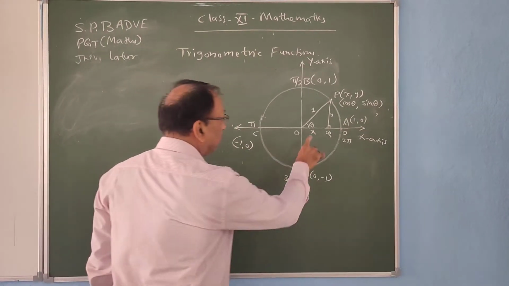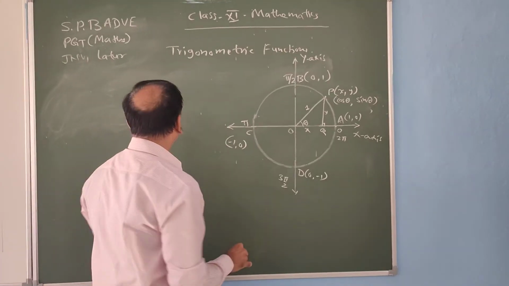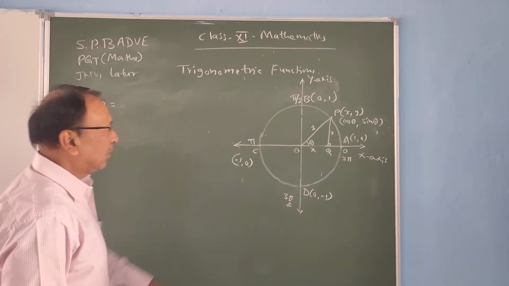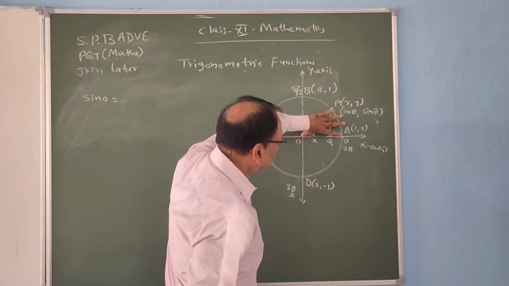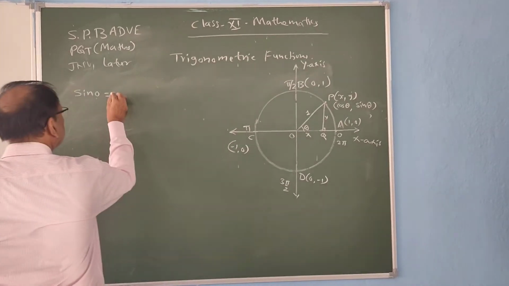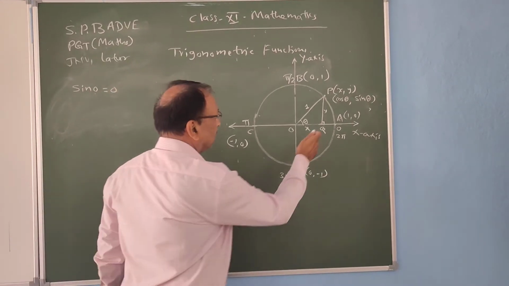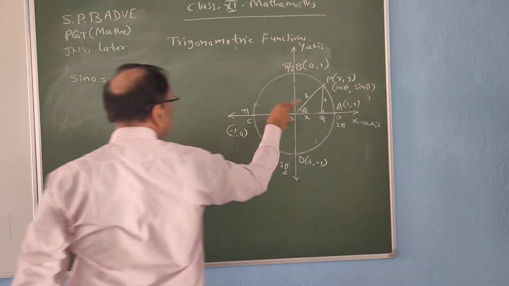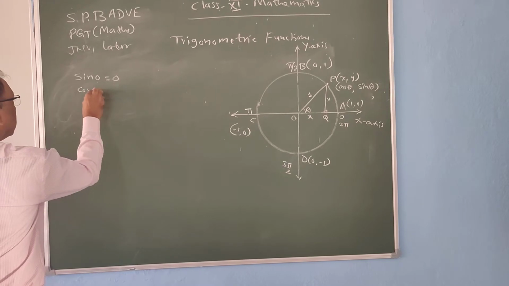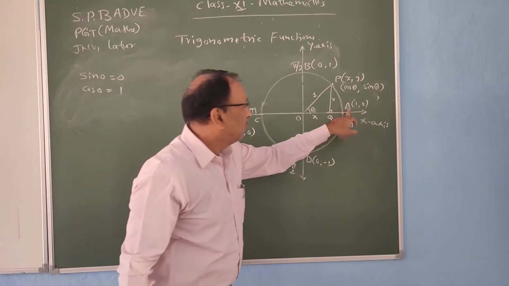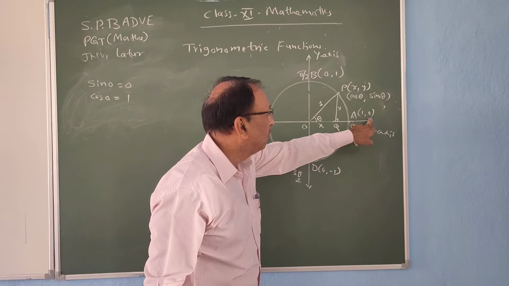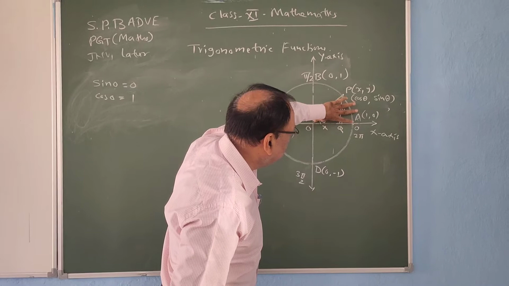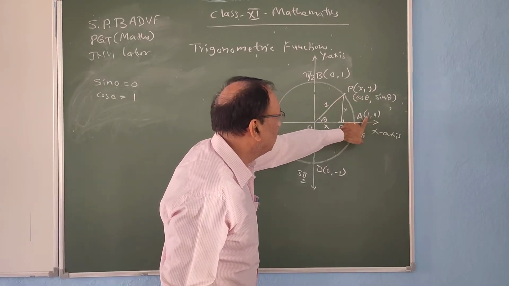Now see here the sine ratio, sin 0. Let us see sin 0. For sin 0, the OP will be along this line, where the angle is 0. Means here, sin 0 is 0 and cos 0 is 1, because the coordinates of A are 1, 0. Here the angle at this point is 0. So sin 0 is 0 and cos 0 is 1.